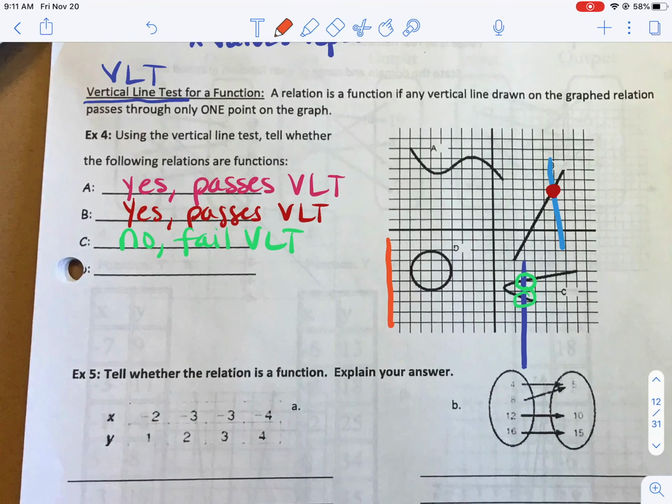Okay? Same thing here for our circle. I'm drawing a vertical line. I'm going to swoop and look through. And if I look here, it's passing once, passing twice. So again, this is going to fail the VLT.